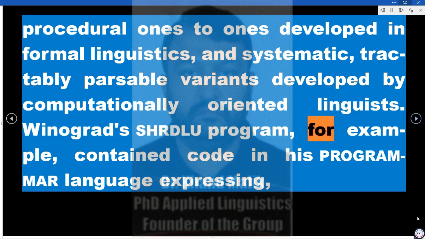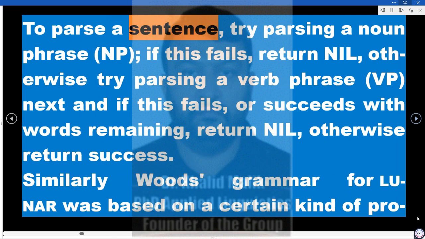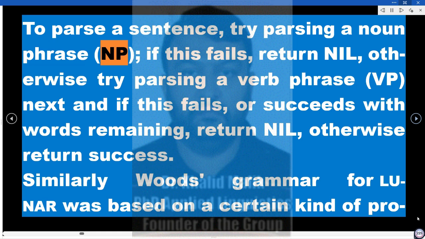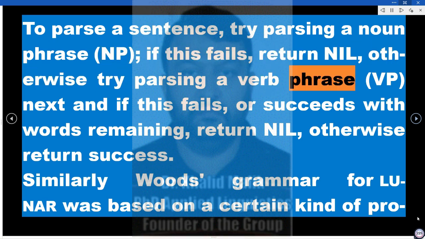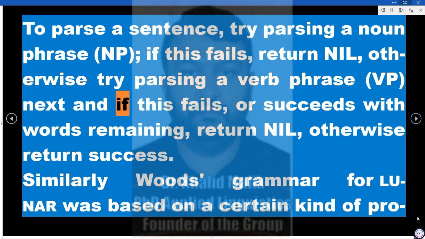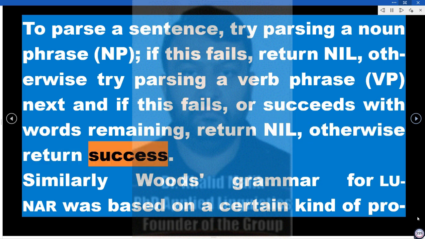Winograd's SHRDLU program, for example, contained code in his programming language expressing: To parse a sentence, try parsing a noun phrase, NP; if this fails, return NIL; otherwise try parsing a verb phrase, VP, next, and if this fails, or succeeds with words remaining, return NIL; otherwise return success.